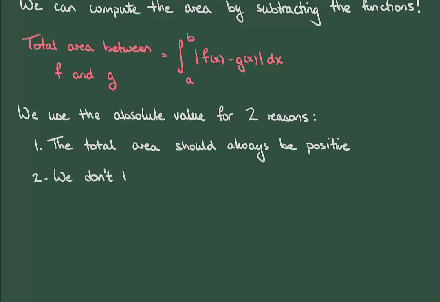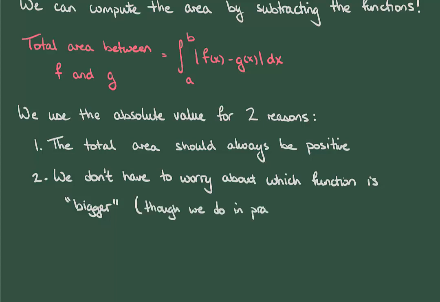Secondly, we don't want to have to worry about which of these two functions is bigger. If f is bigger than g, then for its area to be positive, we have to do f of x minus g of x and not the other way around. So, if we throw an absolute value in, then the difference is always positive and we don't have to track which function is biggest. That being said, in practice we do actually have to track whether f is greater than g. And that's because in order to get rid of the absolute value when we compute, we have to know whether the integrand, f minus g, is positive or negative.